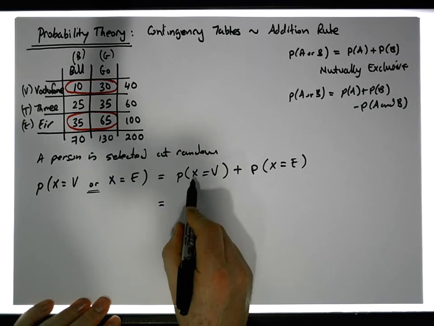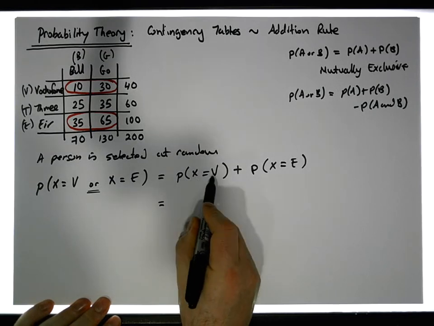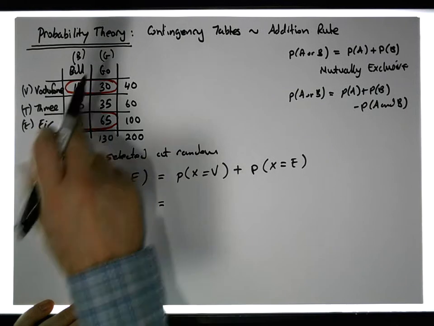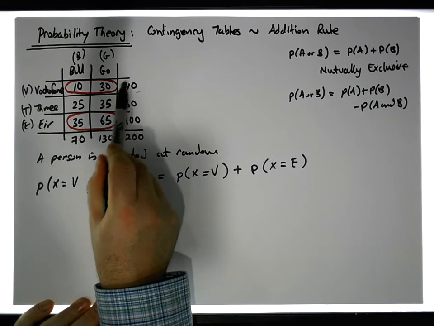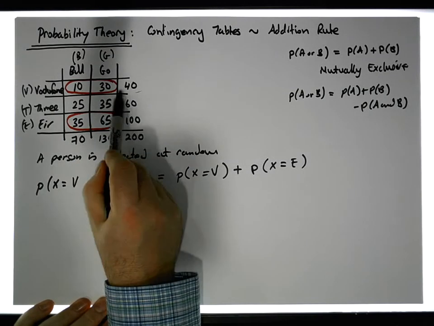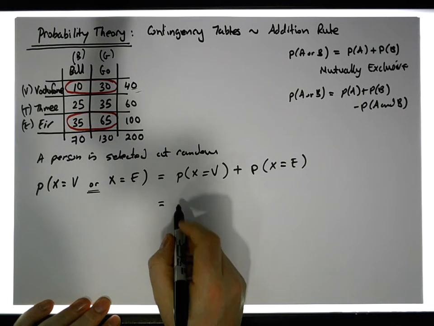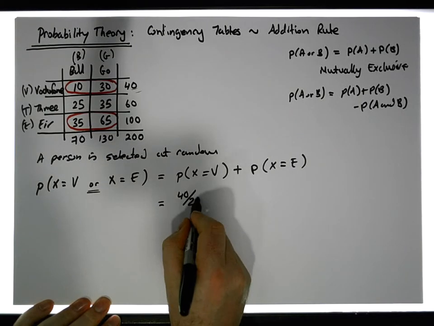The probability that the customer selected is a Vodafone customer. Well, how many Vodafone customers are there? There are 40. There's the marginal total for Vodafone. There's 40 out of 200. So we have 40 chances out of 200.